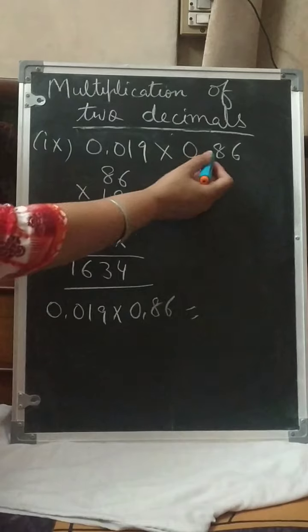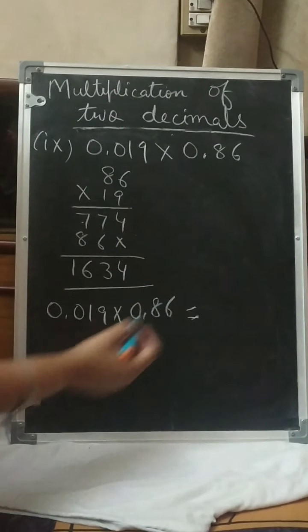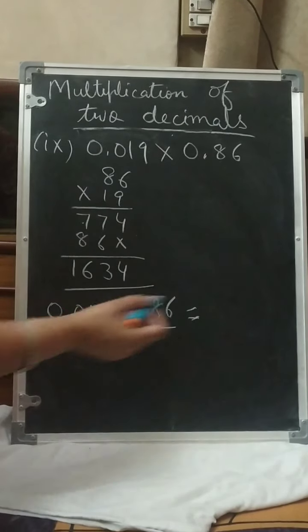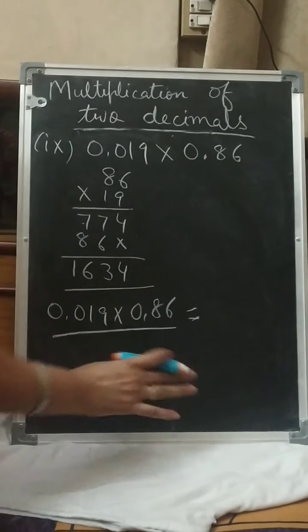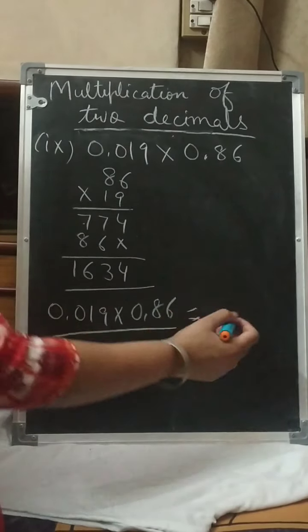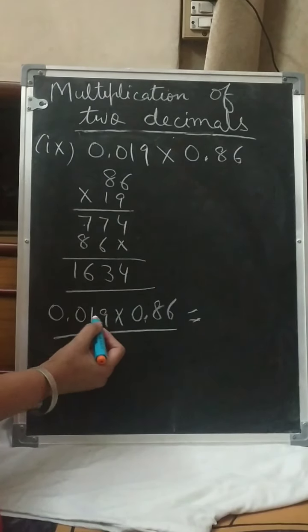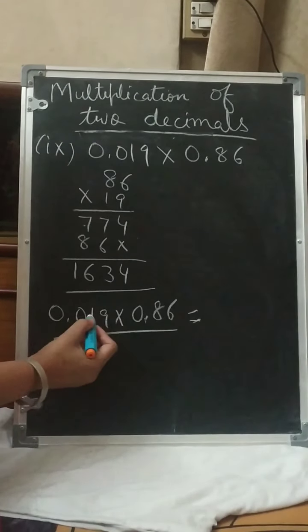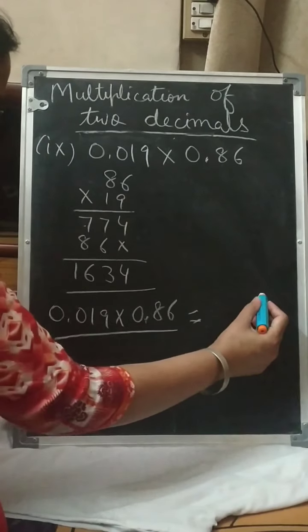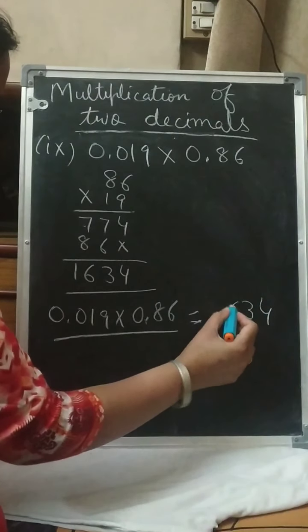But now we want the decimal in our final answer. So this is the question, how to write the answer. This is very important, otherwise your sum will be wrong. So after 1, 2 digits there is a decimal. Here after 1, 2, 3 digits a decimal. So total 5 digits. So you will write 4, 3, 6, 1.